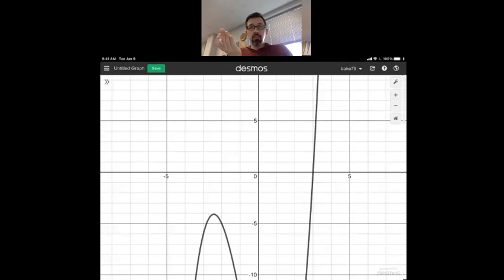So the fundamental theorem of algebra says that we should have how many answers to this graph? Okay. And zeros are essentially the same thing as what?